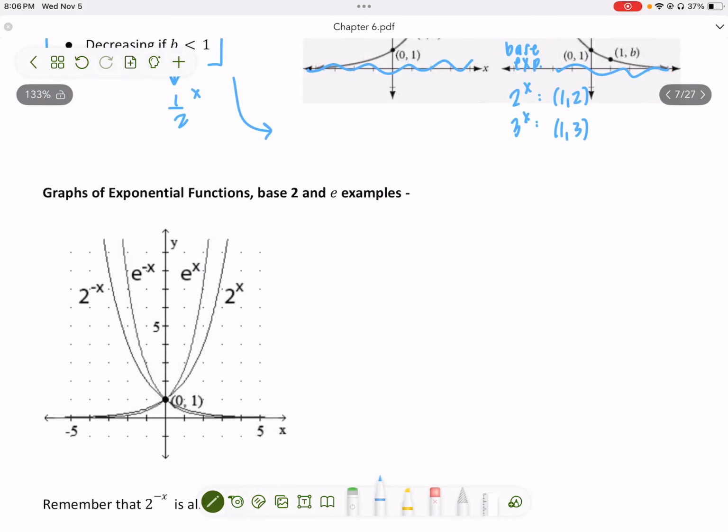A quick view here on how 2 to the x and e to the x compare. They have a really similar shape. They both still have that 0, 1 as the y-intercept, but notice that e to the x grows slightly faster. And again, that's just because it's continuous growth.